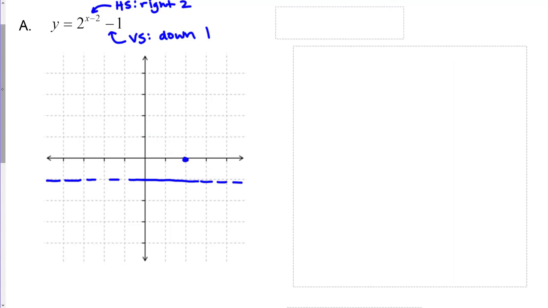All right, so there's my reference point. Now from this point, to the right of it, the function is going to grow very quickly. And to the left of it, it's just going to approach the asymptote. So that's what my graph is going to look like. So this is a good sketch of y equals 2 to the x minus 2, minus 1.